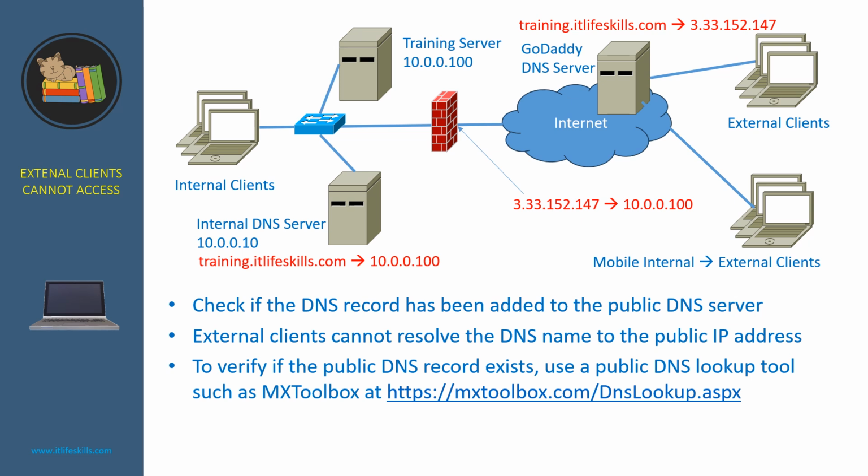The first issue that we may experience with this setup is that the external clients cannot access the application. To troubleshoot this issue, we first need to check if the DNS records have been added to the public DNS server. If the external clients cannot resolve the DNS name to the public IP address, then they cannot access the application. To verify if the public DNS records exist, we can use a public DNS lookup tool such as MX2Box at this link.